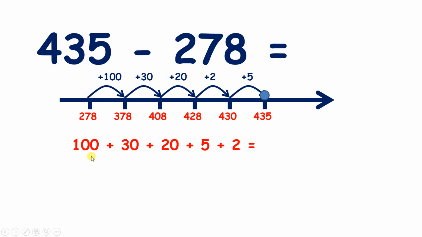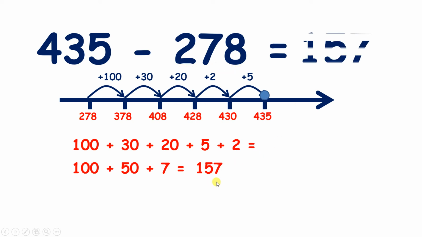So we've added 100, 30, 20, 5 and 2. So 30 plus 20 is 50 and 5 plus 2 is 7. So we added a total of 157. So 435 minus 278 equals 157.